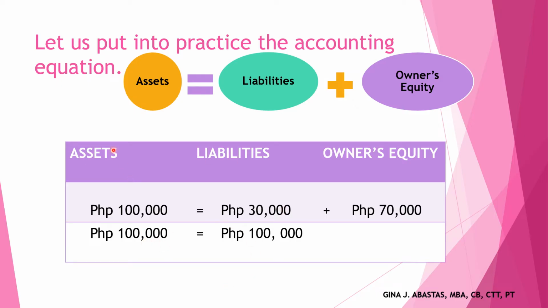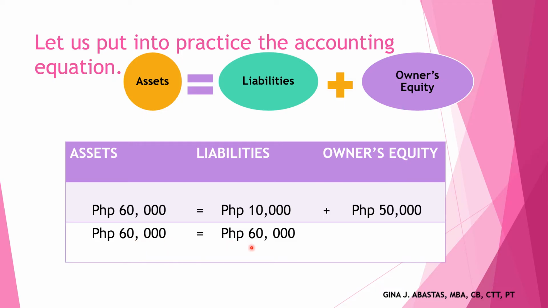So there is a balanced accounting equation. For the assets, you have 100,000, and the sum of the liabilities and owner's equity is also 100,000. So given liabilities of 10,000 pesos and owner's equity of 50,000 pesos, your assets is equal to 60,000 pesos. So 10 plus 50 equals 60.